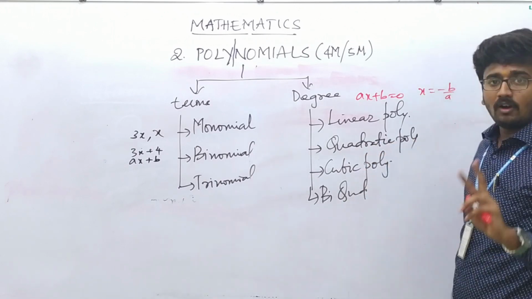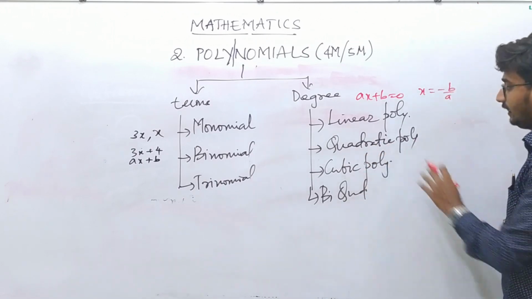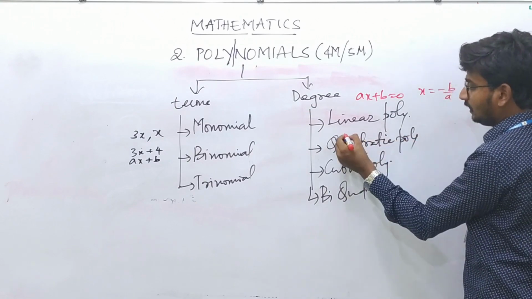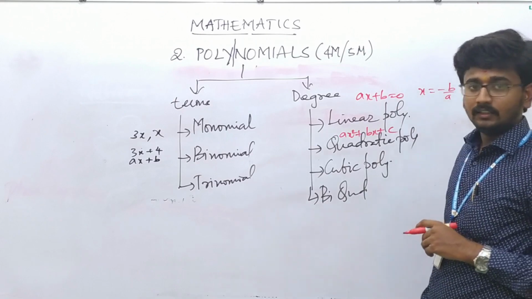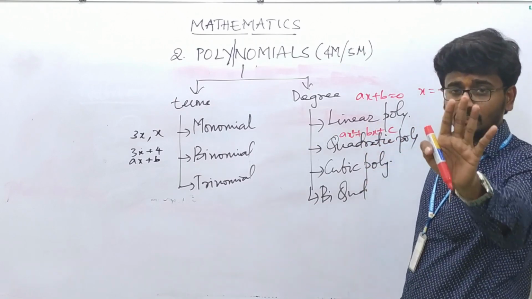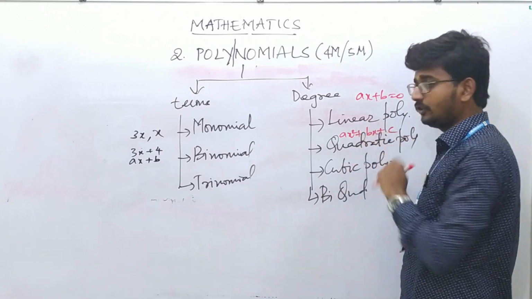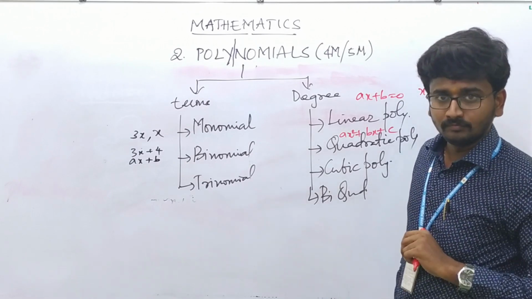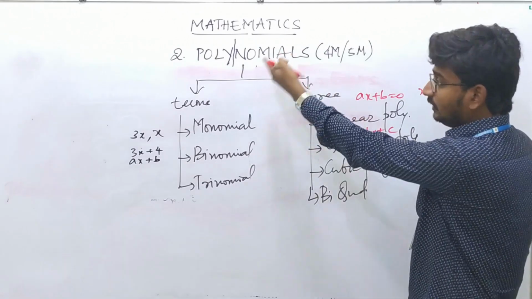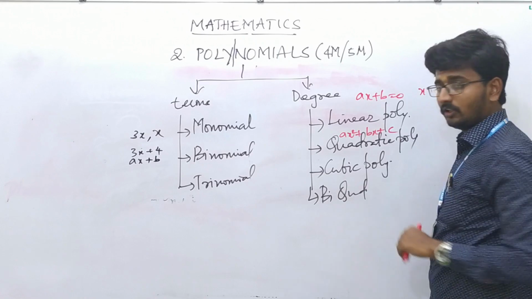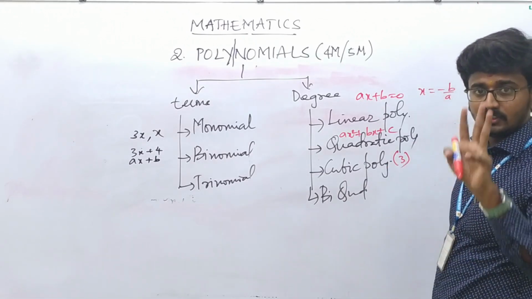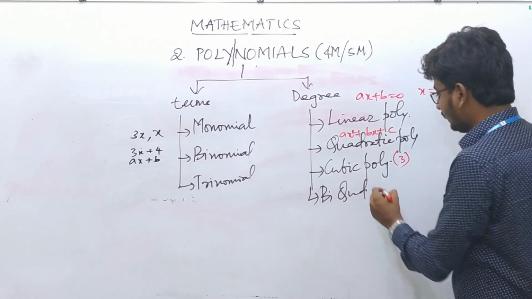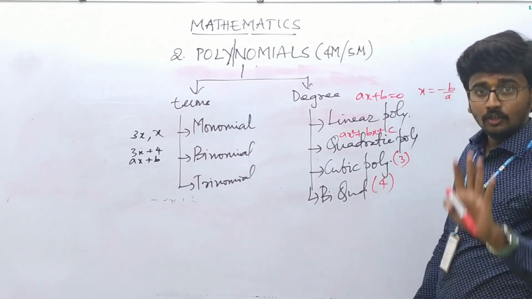Coming to quadratic, degree 2, its standard form is ax square plus bx plus c. The degree of a polynomial is always a whole number. Here the degree is 2, which means it has 2 roots. What those roots are, we'll learn in the next part. Cubic polynomial, degree 3, means 3 roots. Biquadratic, degree 4, 4 roots.